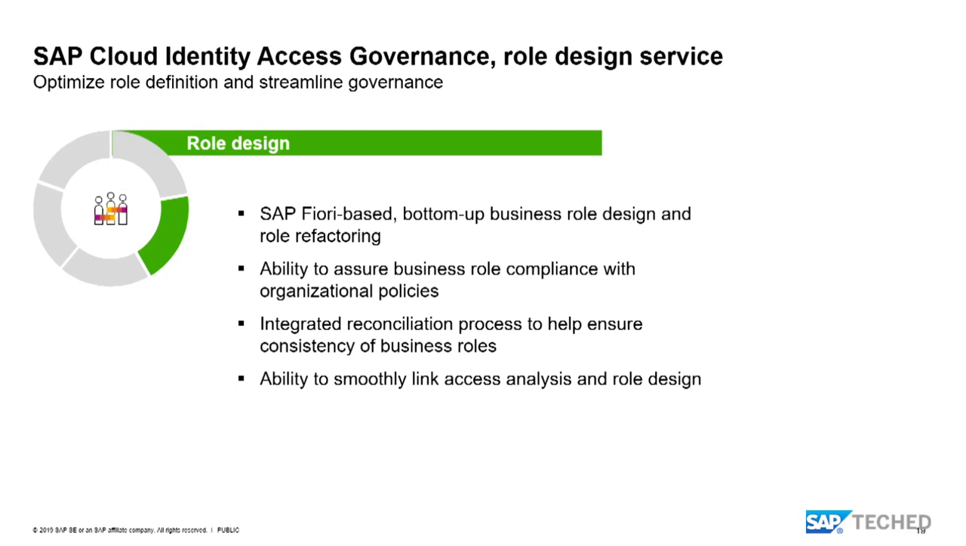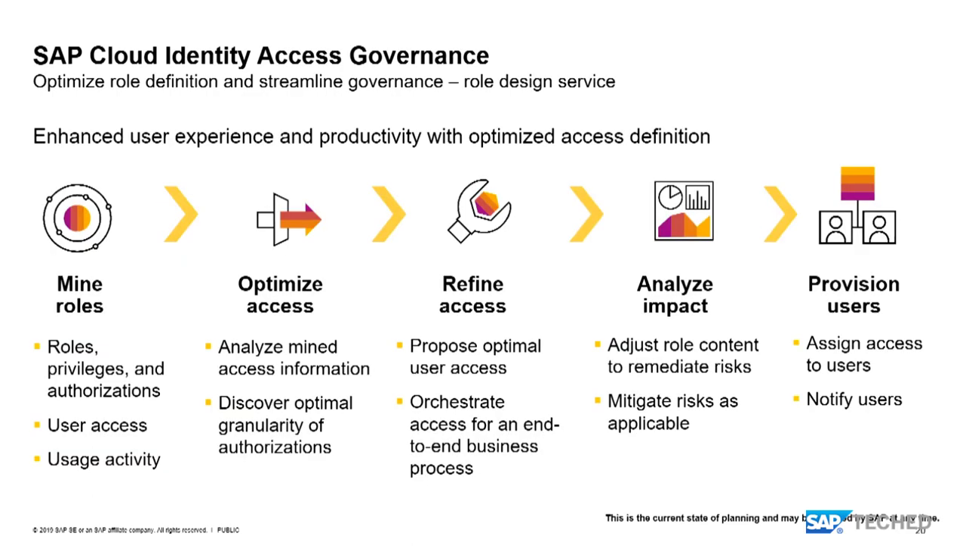We also have a reconciliation process, but I'll show later on what that actually means. So how are the steps of designing a role? The first step is to mine the roles. In this case, what we mean is that we read the access information from the landscape. So we know for a certain individual that they have access in this system, these kind of single roles, in that system, those kind of roles.